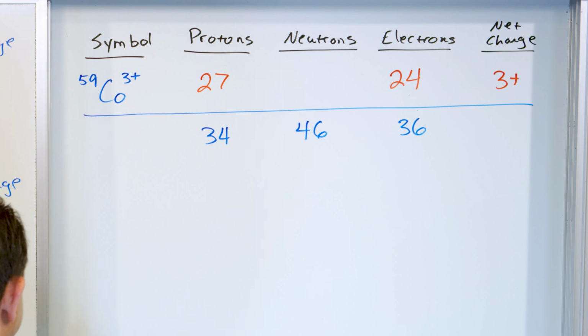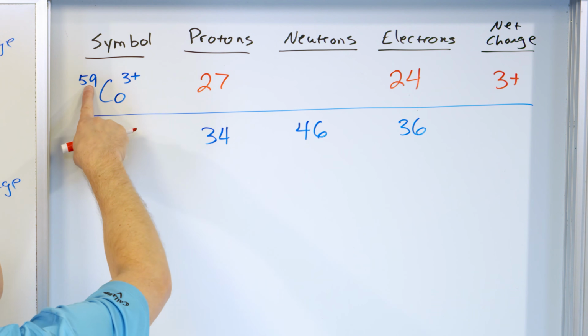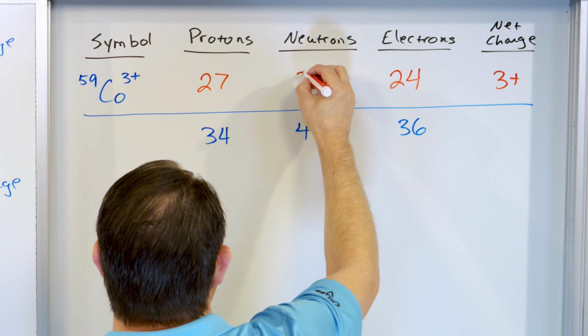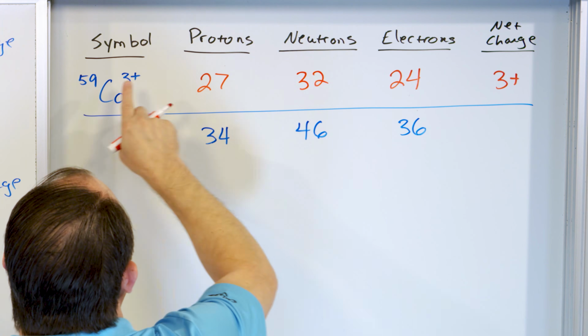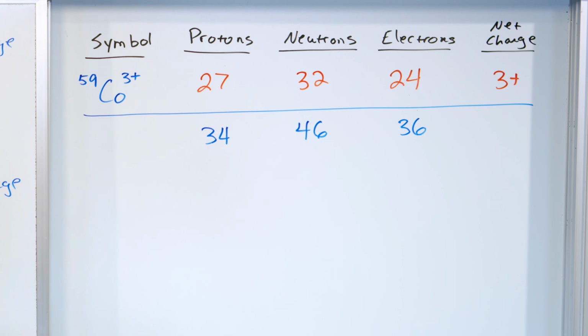Finally, how many neutrons do we have? We're given the mass number. The mass number is protons plus neutrons. And so the number of neutrons must be 32 because the protons plus the neutrons have to equal this. So you have 50 and then you have 9. And so we filled out the first kind of leg of that table there.